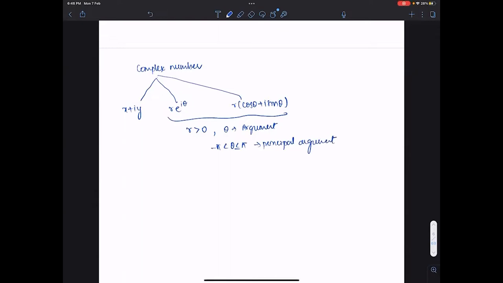Let us see how to find the argument of all those things also. Whenever a complex number is given, you convert it into one of these forms to find out the argument, principal argument, and r. R is nothing but the modulus of the complex number.